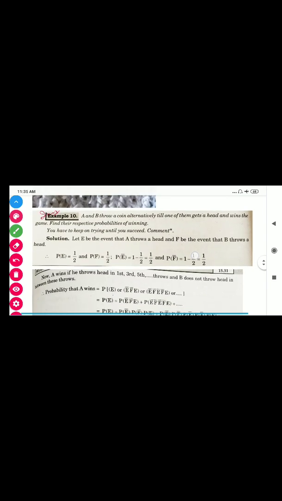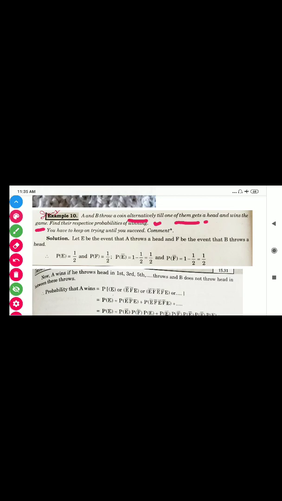Now students, we have the next question that is related to a coin. Here A and B throw a coin alternately till one of them gets a head and wins the game. Find their respective probabilities of winning. This is a very important question. Suppose 2 children are playing with a coin and they are playing alternately till one of them gets a head. If a child gets a head, then he will win the game. And so students, find their respective probabilities of winning.